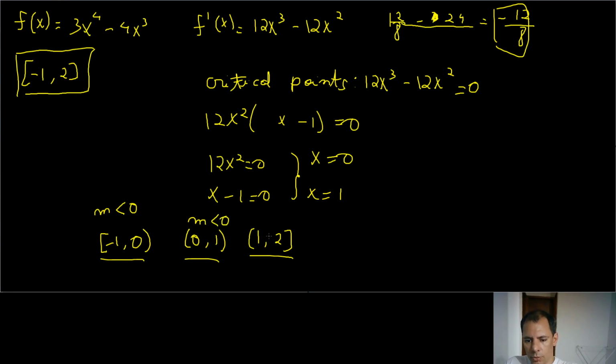Now let's see this interval here, the one up to 2. We're going to replace in this formula again. It's going to be 8 times 12 is 96 minus 4 times 12 is 48. So we know that this is going to equal 48, which is positive. So here, the slope is positive.